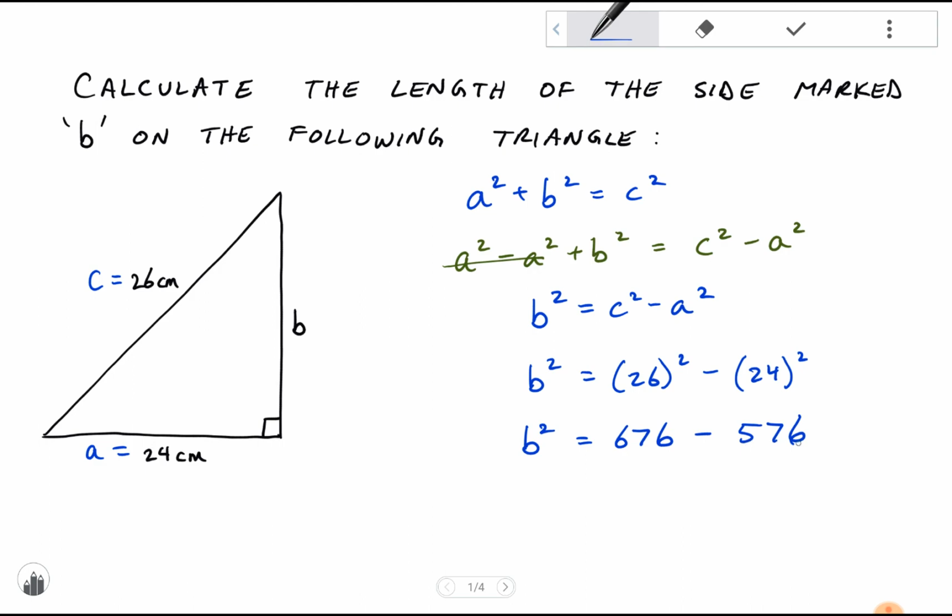676 minus 576, that's a nice number, 100. So we're looking for b squared, or we're looking for b, so we need to take the square root of b squared to get b. If we square root the left side, we square root the right side. Square root of b squared gives us b. Square root of 100 is 10. So the length of b is 10 centimeters. So we used Pythagorean theorem, we rearranged the equation for b, and then solved.